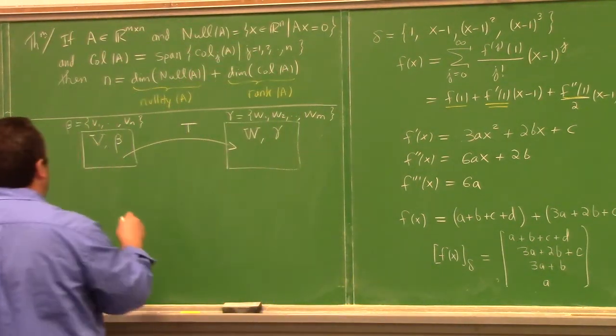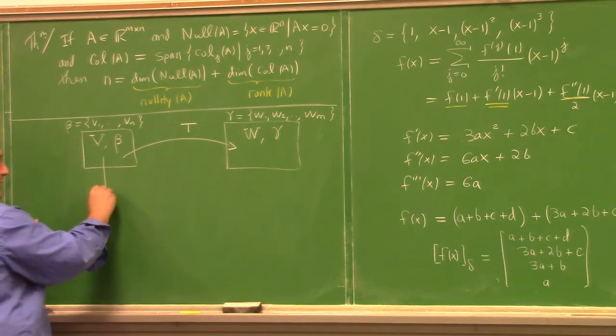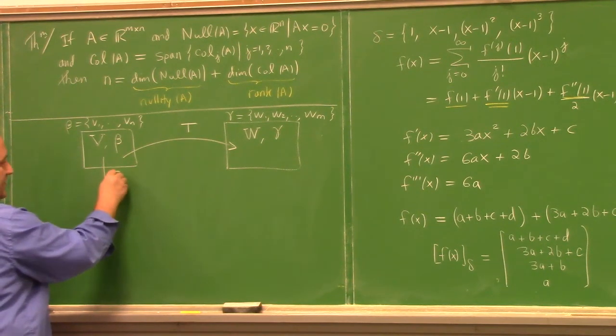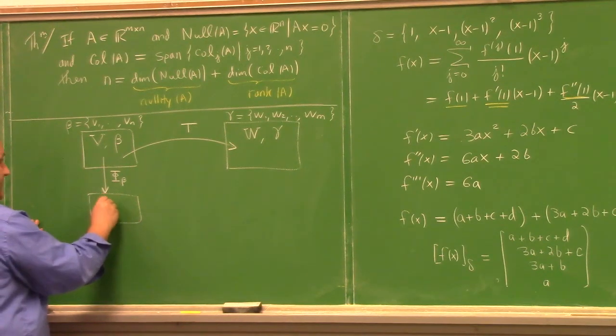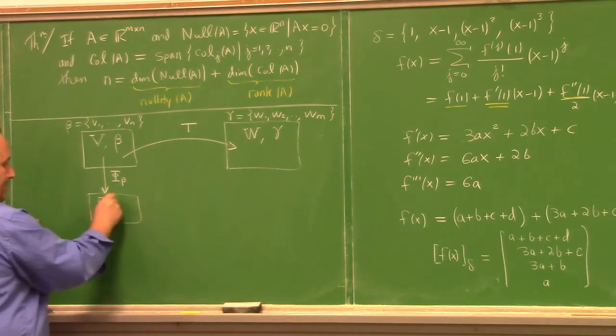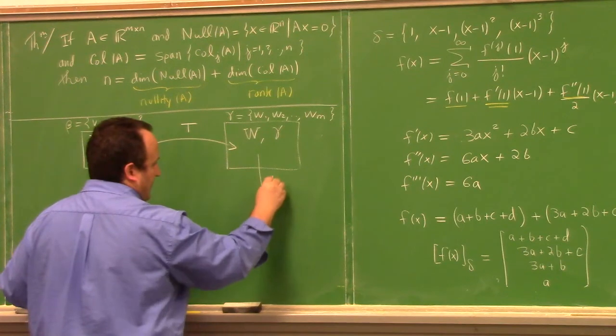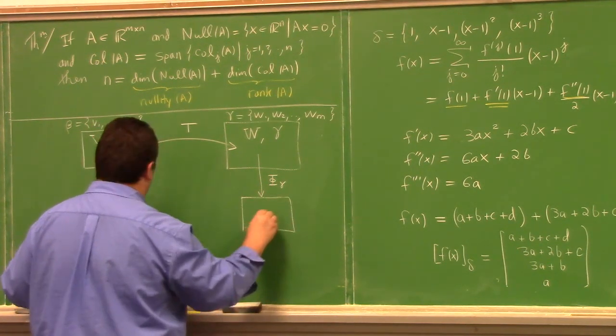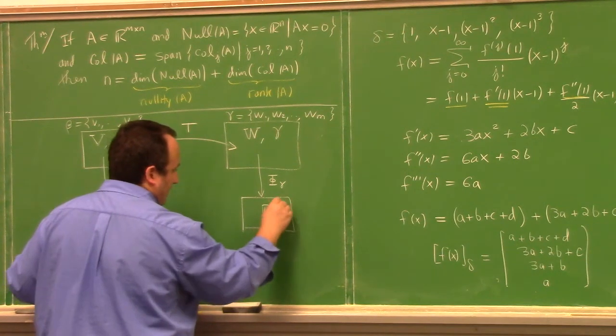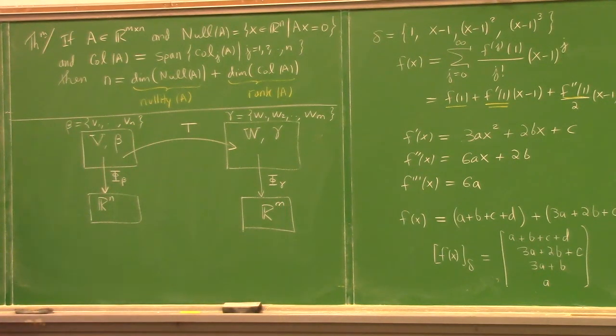Okay, so then, in this context, we have two coordinate maps to work with. We've got the beta coordinate map from V, right? That goes down here to R^n. And we've got the gamma coordinate map over here. It goes down to a copy of R^m. All right?